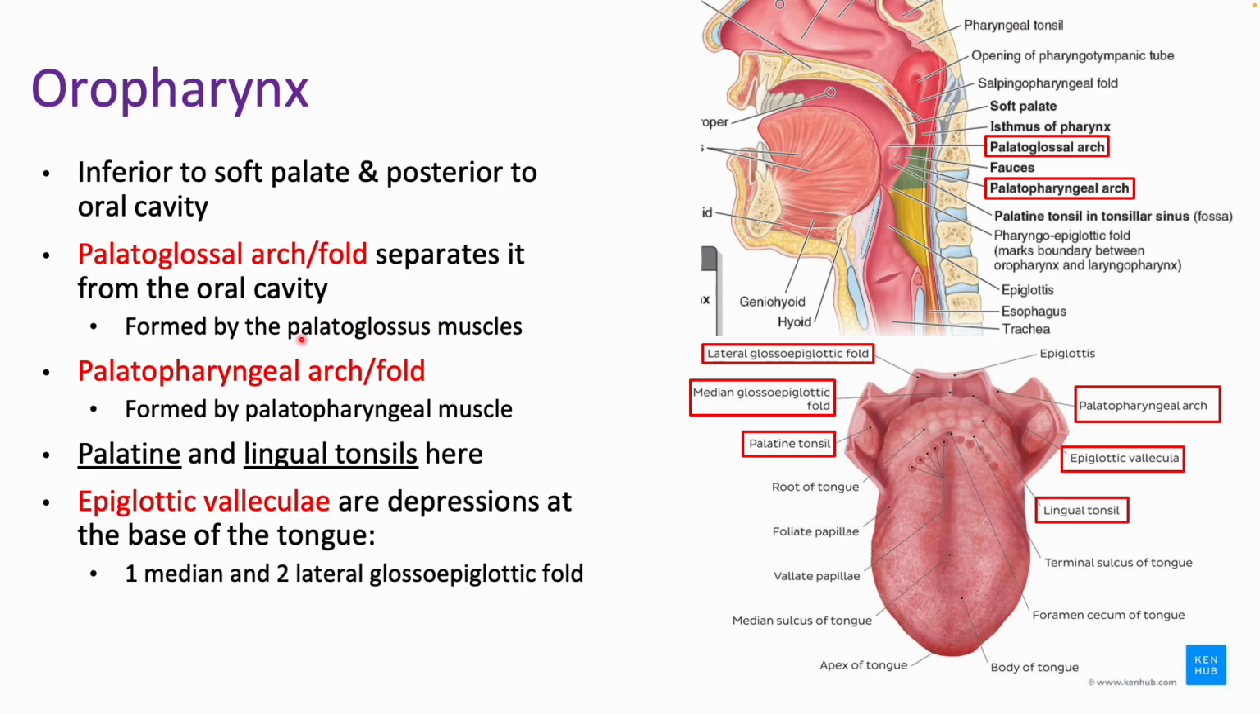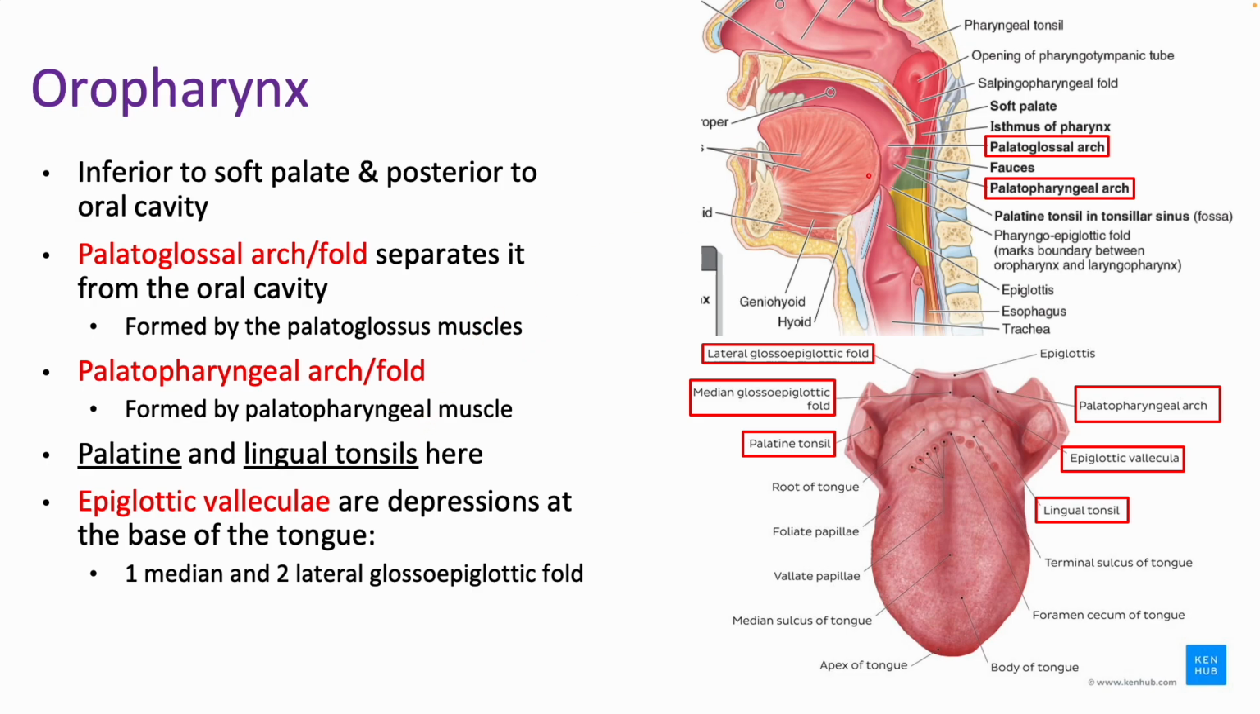So again, continuing the trend where we have some sort of structure covered with a mucous membrane that's going to form a fold or an arch. So the palatoglossal arch is formed by the palatoglossus muscle. Adjacent to that, we have the palatopharyngeal arch or fold, which is formed by the palatopharyngeus muscle. And that's going to be in here. I highlighted those here. The palatoglossal arch is going to be wrapped in here, and the palatopharyngeal arch is going to be here. So the pharyngeal one, closer to the pharynx. The glossal one, further anteriorly towards the glossus or the tongue.